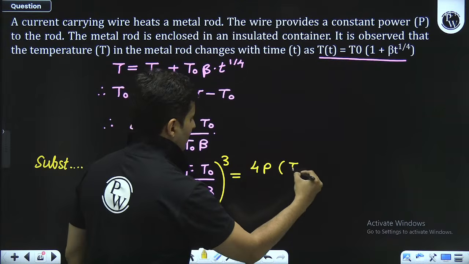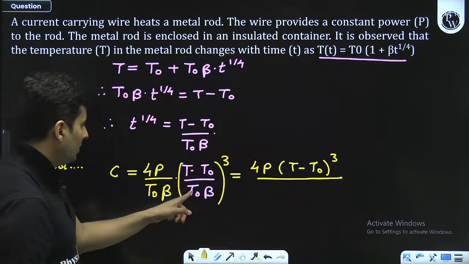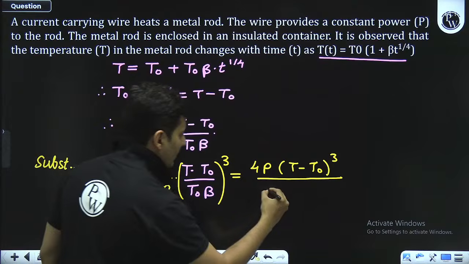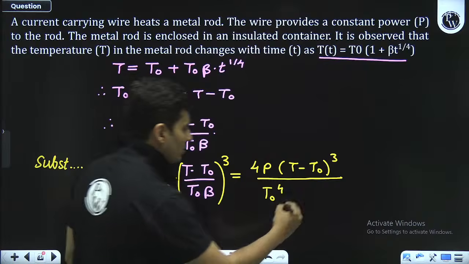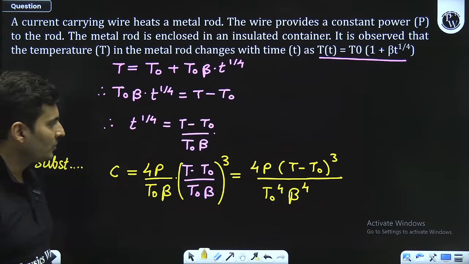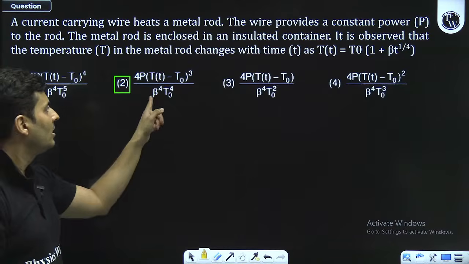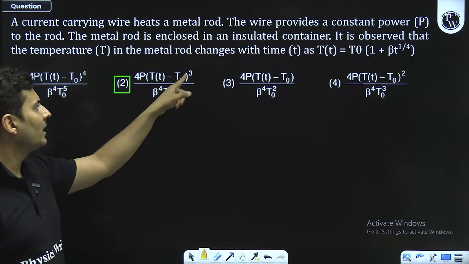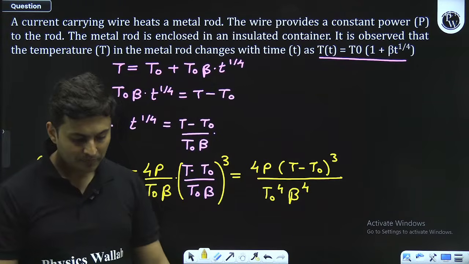4P and T minus T naught whole raised to 3, whole thing divided by T naught cube into T naught, which is T naught raised to 4. Beta cube into beta is beta raised to 4. That's it. I think we cannot do much after that. So is there an option like that? Yes, it is. Beta raised to 4, T naught raised to 4, T minus T naught cube, 4P. Perfect. Exactly the same option.